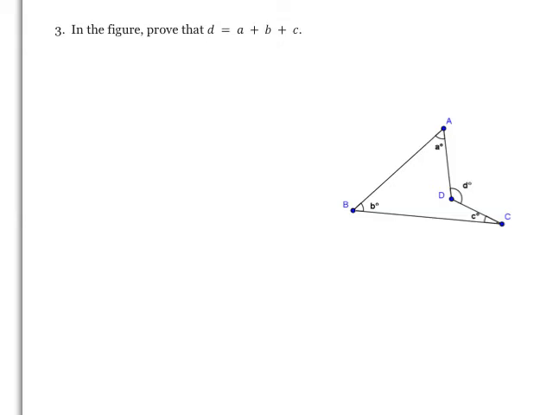We want to prove that D is equal to the sum of A plus B plus C. We don't have a triangle here. We have some weird looking quadrilateral that we have to deal with. So what I'm going to do is create a couple of triangles by extending a line. So I'm going to extend DC, and I'm going to label this angle X. So we can extend CD. And we just call that construction or auxiliary line. Doesn't matter. We can do whatever we want.